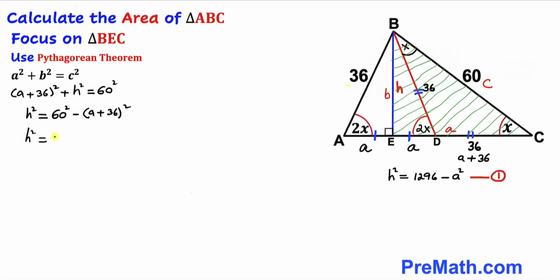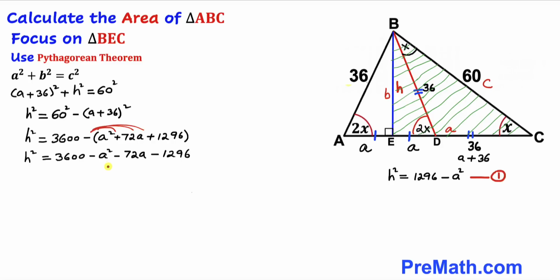H square equal to 3600 minus, and now let's recall this identity, (A plus B) whole square. We are going to apply over here. So this is going to give us A square plus 72A plus 1296. And here we have distributed this negative sign. So we got negative A square, negative 72A, minus 1296. And here in this next step, I have combined these like terms. So I got this one. Let me call this as our equation number 2.